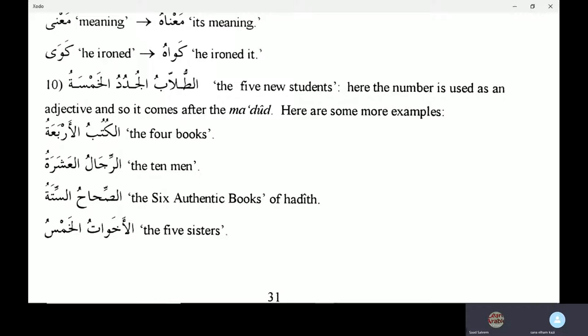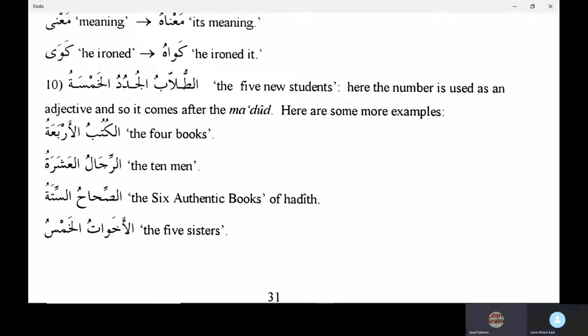Yeah, jududu is the adjective, right? Khamsatu is adjective. Oh, khamsa means five, right? New is not, yes, adjective. No, no, here khamsa is adjective. It is used as adjective, okay?